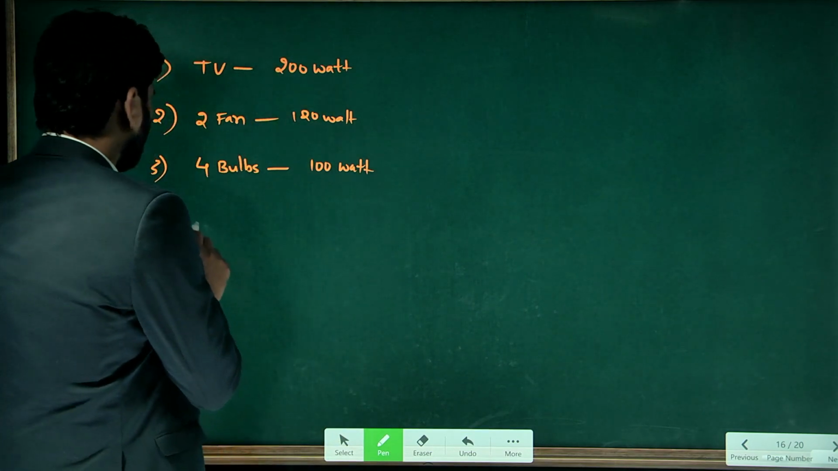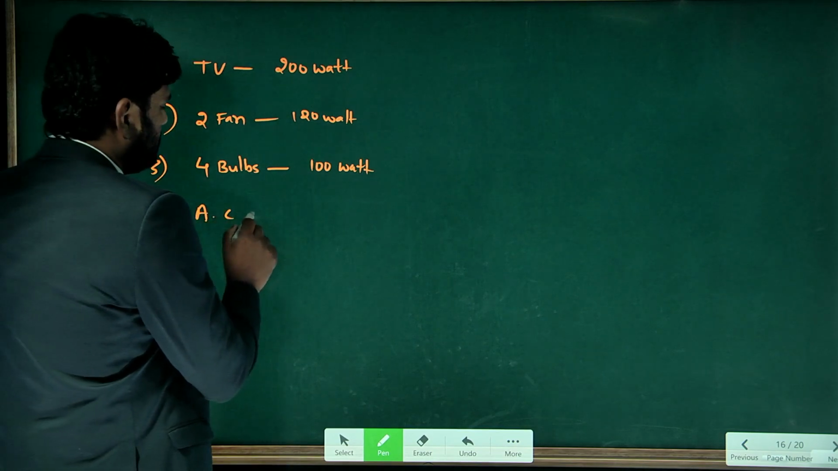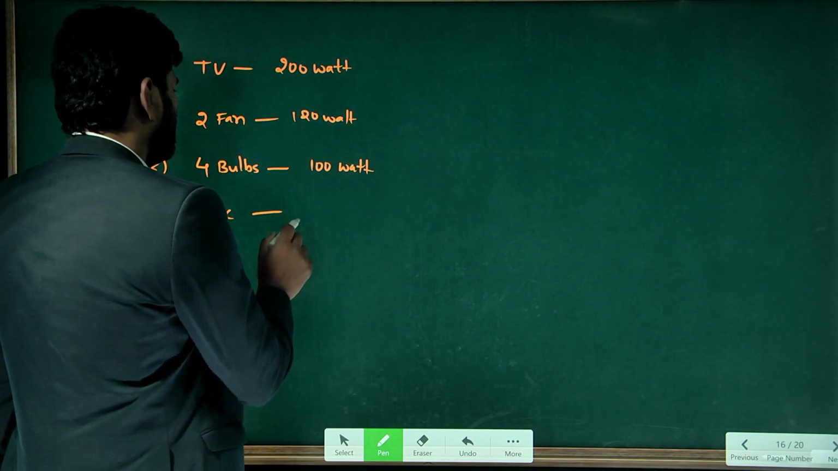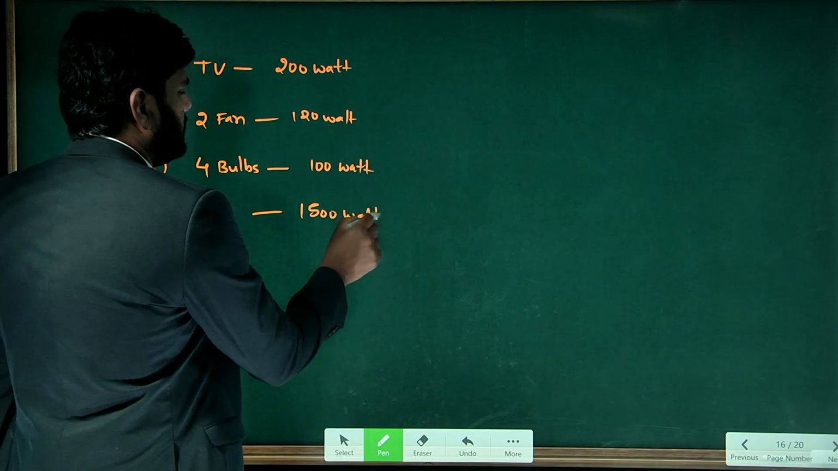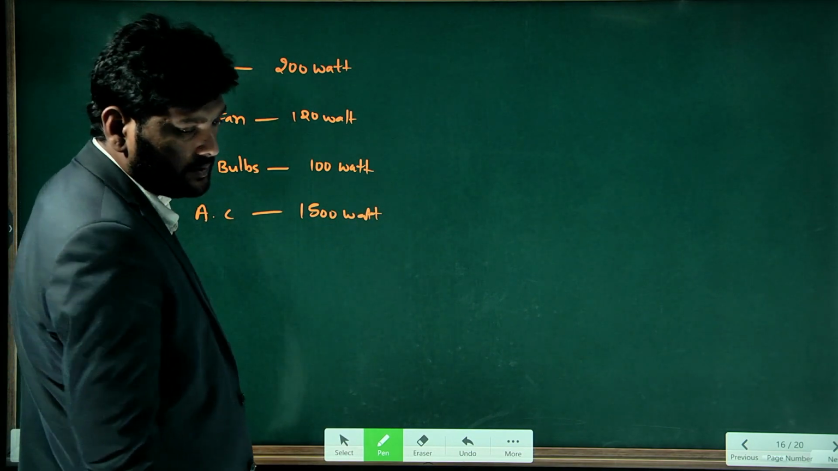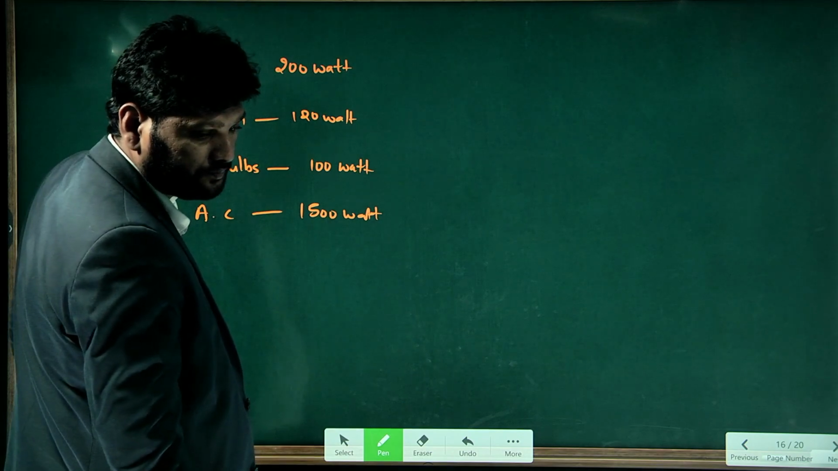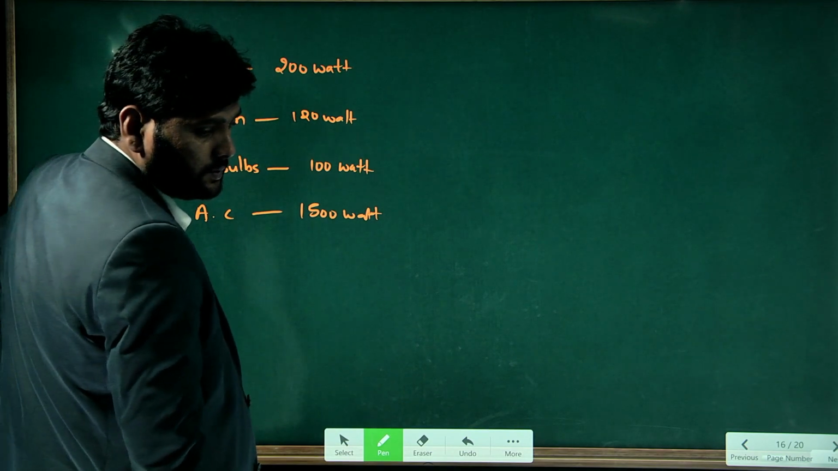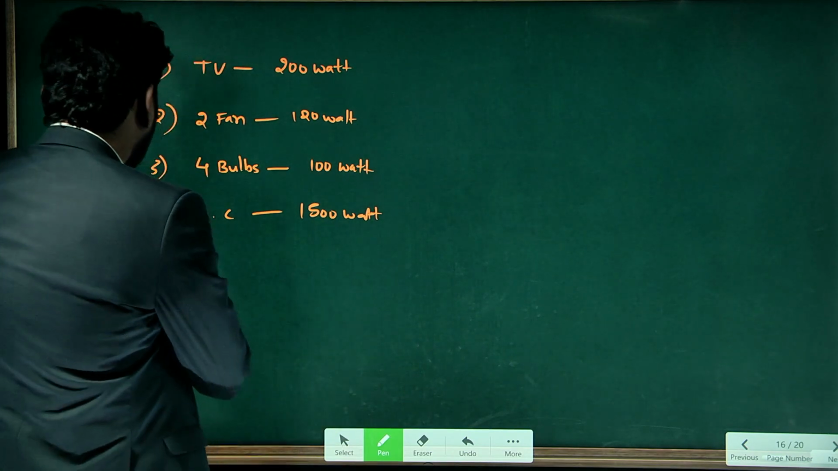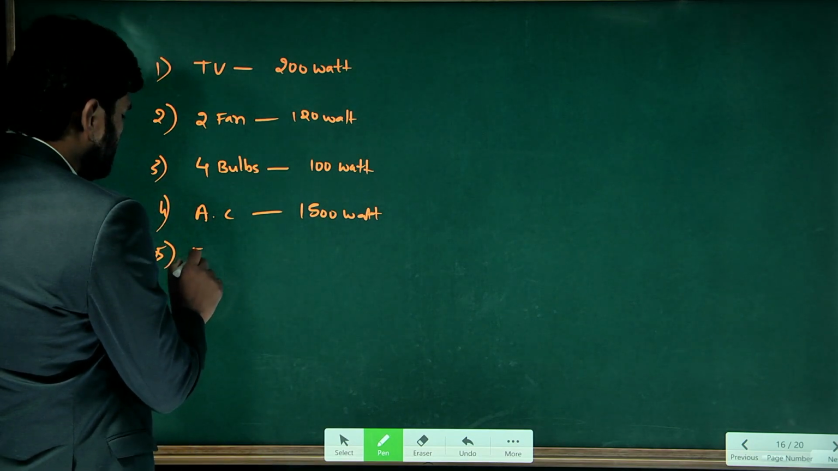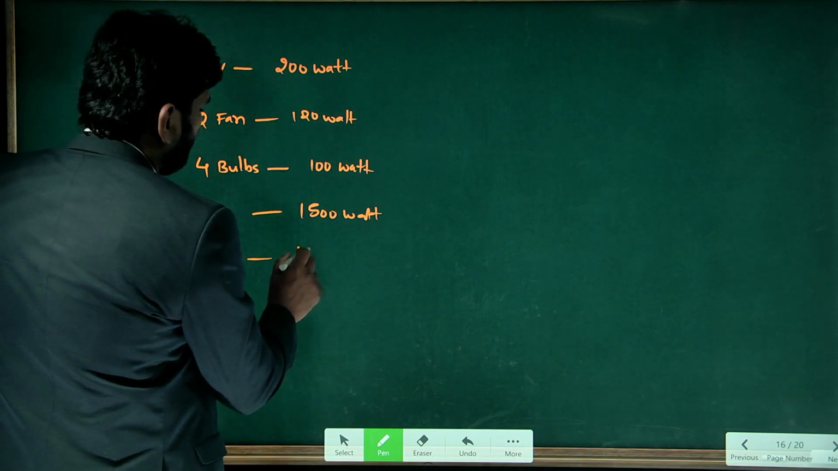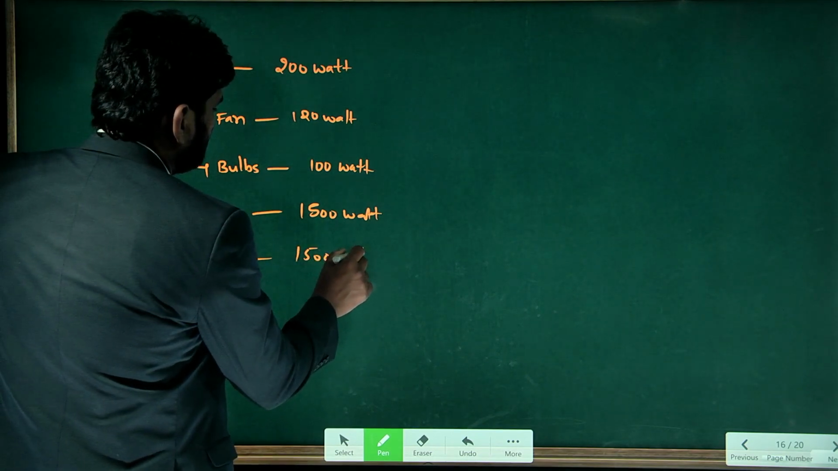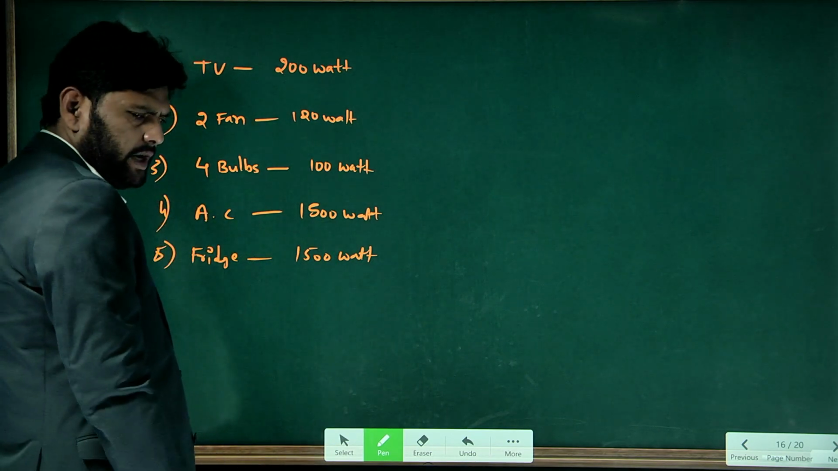air conditioner. How many watts is an air conditioner? It would be a greater wattage, that is 1500 watt. Next, sir, fridge. The fifth one is fridge. That is also 1500 watt. So this is the way we have.